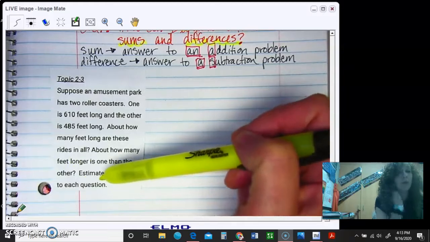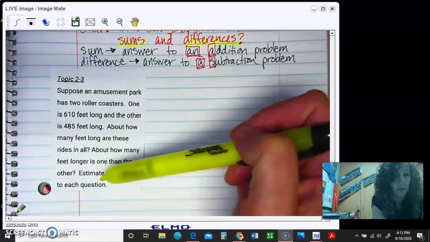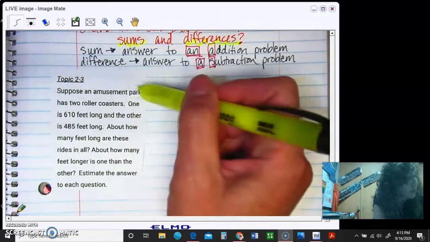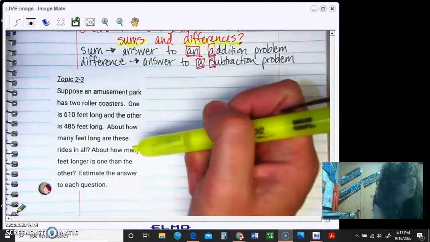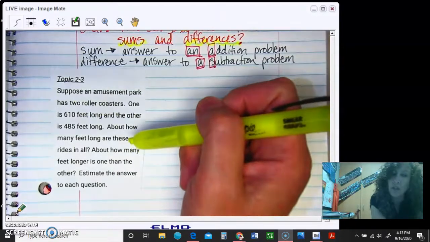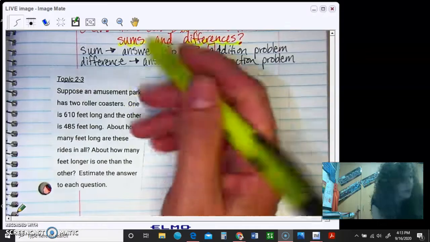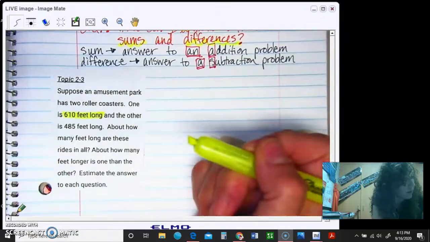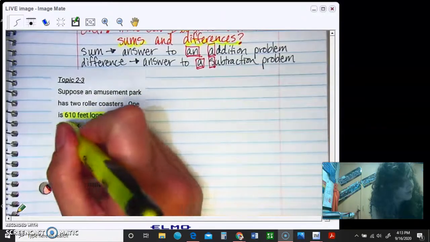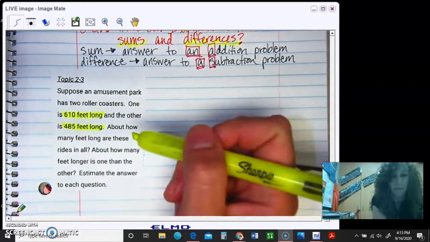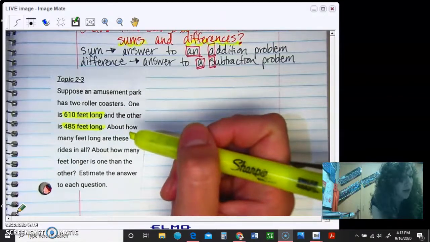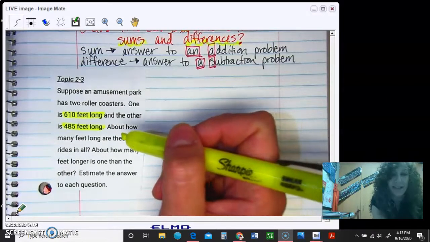Let's go back now and start reading it again and noticing those important bits. Suppose an amusement park has 2 roller coasters. Okay? 2 is a number, but I'm not worried about that yet. 1 is 610 feet long, and the other is 485 feet long. About how many feet long are these rides in all?